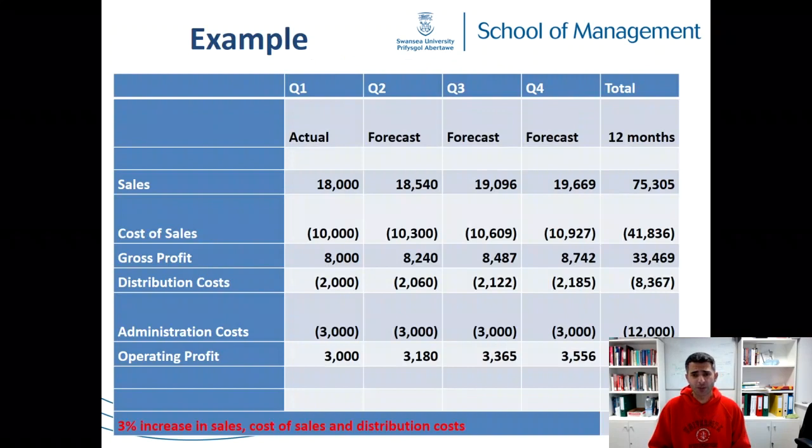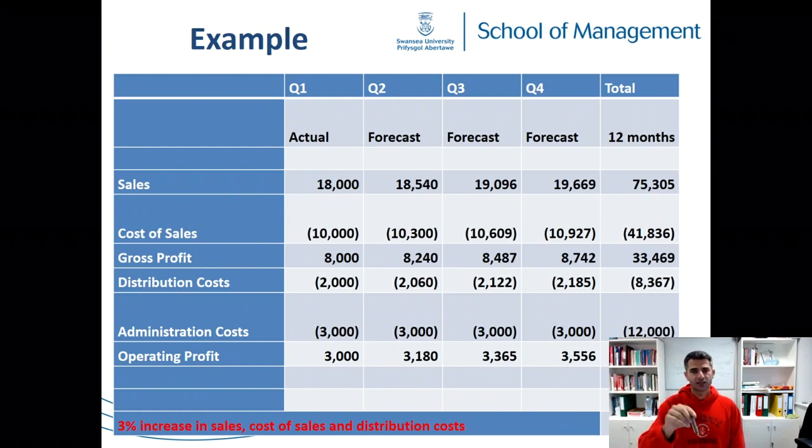This is one example of a rolling budget. As you see, this is for the 4 quarters. Based on this example, if you look at the bottom in the red, you see a 3% increase in sales, cost of sales and distribution. So every quarter there's a 3% increase.